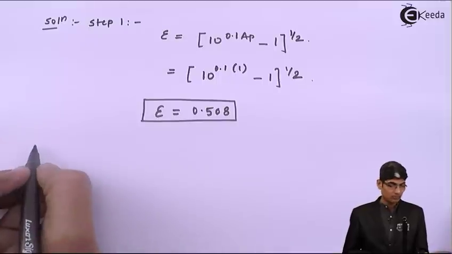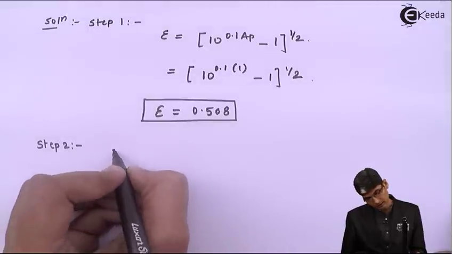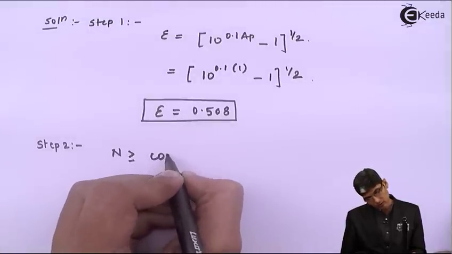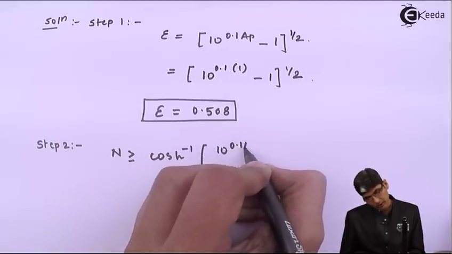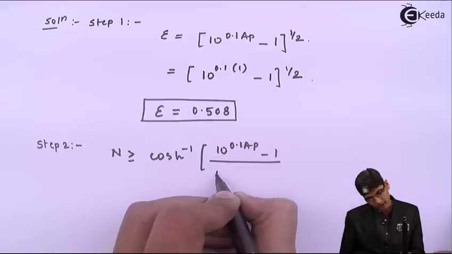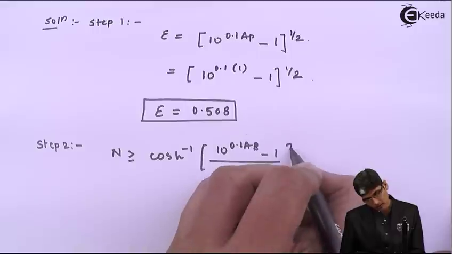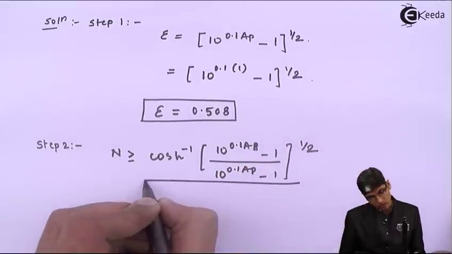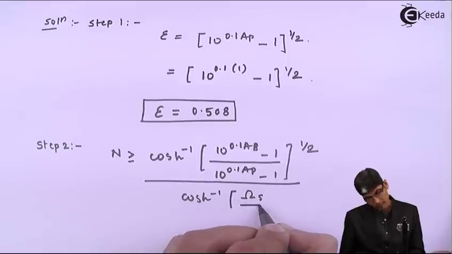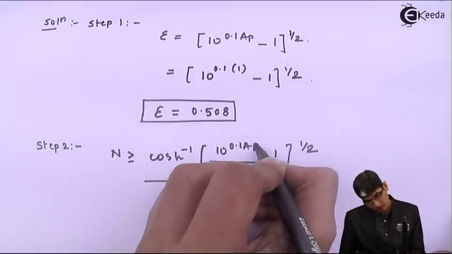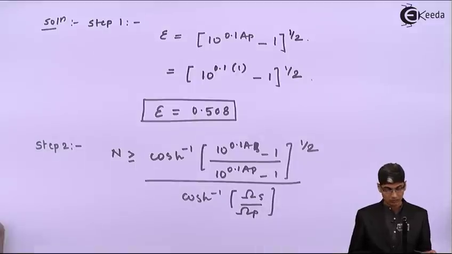Now I'll go to step 2, which is nothing but finding the order of the filter, which is n, which is greater than or equal to cos inverse of 10 to the power 0.2 AP minus 1 divided by 10 to the power 0.1 AS divided by AP minus 1, the whole raised to 1 by 2, the whole divided by cos inverse of omega S by omega P. Pardon me, this is also S: 10 to the power 0.1 AS minus 1, not AP minus 1 in the numerator.